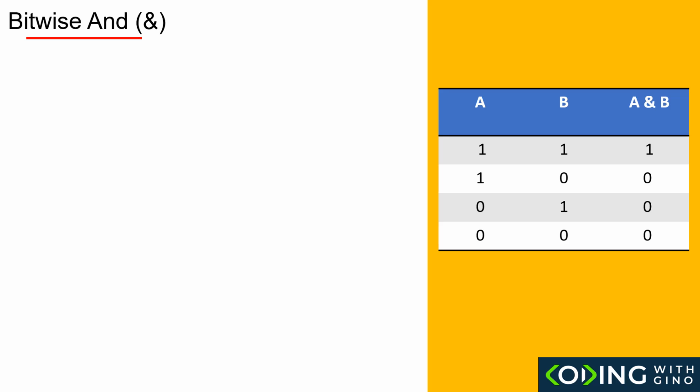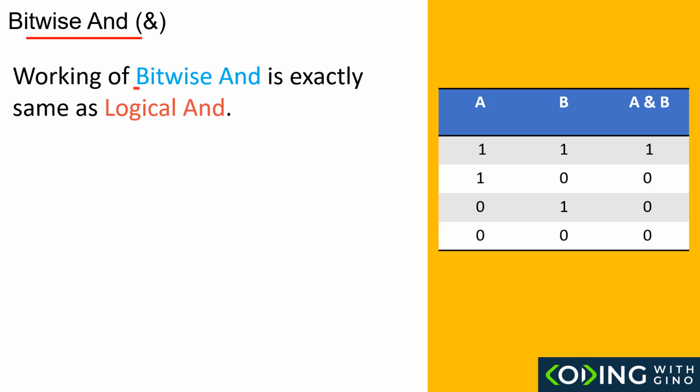First comes bitwise AND. This is its truth table. The notation for bitwise AND is exactly the same as logical AND. We write one AND symbol. Its working is also the same as logical AND. Only difference is, instead of true and false, we write 1 and 0 respectively. 1 is same as true, and 0 is like false.